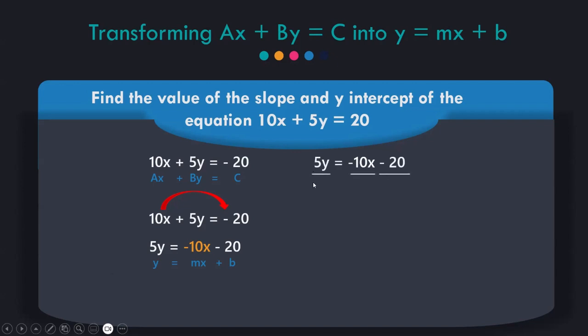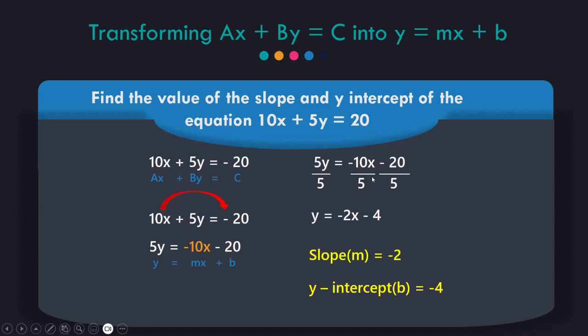So para ma-eliminate yon, we simply divide both sides of the equation by the numerical coefficient of y. Kung sino yung kasama ni y, doon mo i-divide yung parehong equation. Okay? Para 5 divided by 5, ano na lang matitira? That is now equal to y.